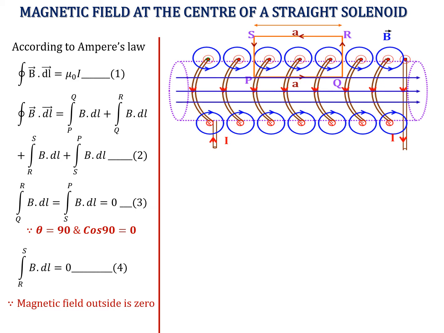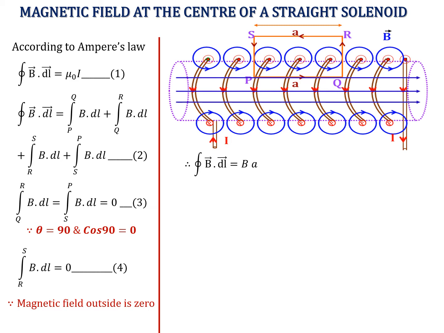Hence, we will be left with only one part, that is integral B dot dl is equals to P to Q B dot dl, and PQ is equals to A. Hence, we can write integral B dot dl is B into A.